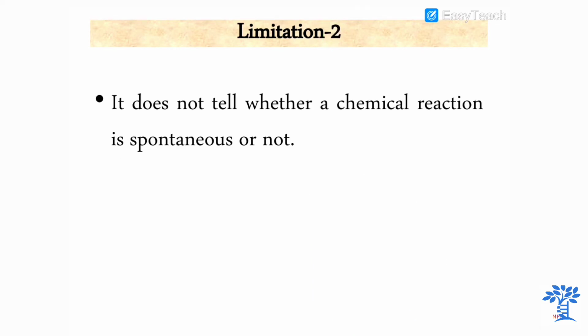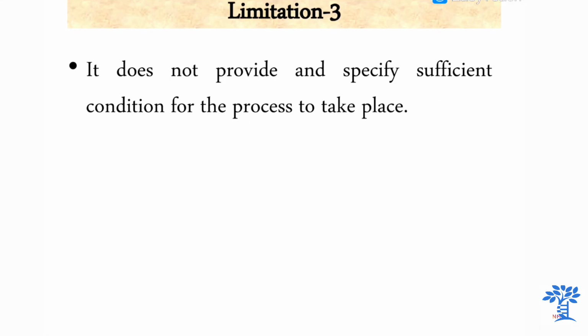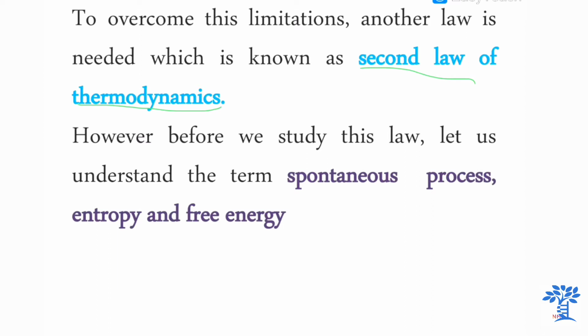The second limitation is that it does not tell whether a chemical reaction is spontaneous or not. The third limitation is that it does not provide or specify sufficient conditions for the process to take place. And the fourth one is that it states that energy can be converted from one form into another, but it does not tell that heat energy cannot be completely converted into an equal amount of work. The above limitations show the insufficiency of the first law of thermodynamics.